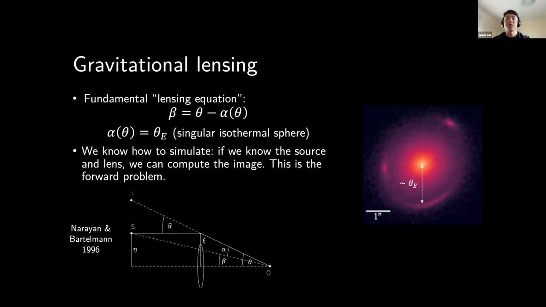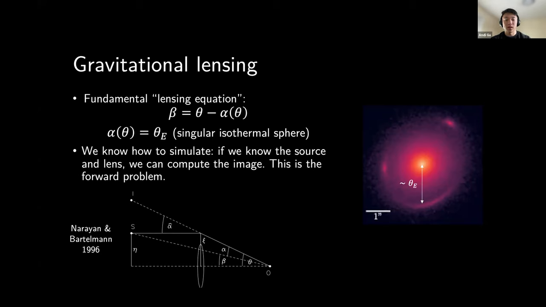And it expresses a fairly simple geometric fact, which I've illustrated in the diagram. So here, the S in the diagram marks the source, the disk, the circular thing in the middle marks the lens, and the O marks the observer, which is us, or Earth. And theta is the angle at which we see the image.